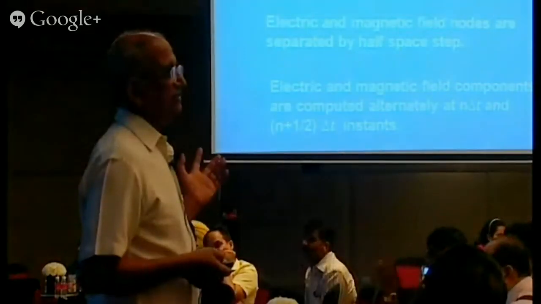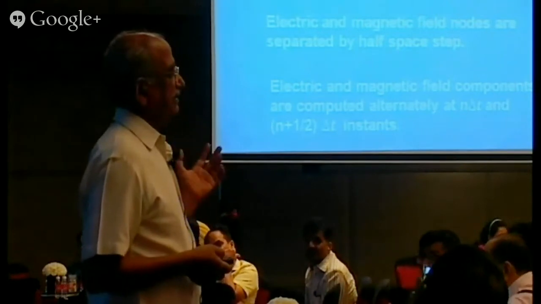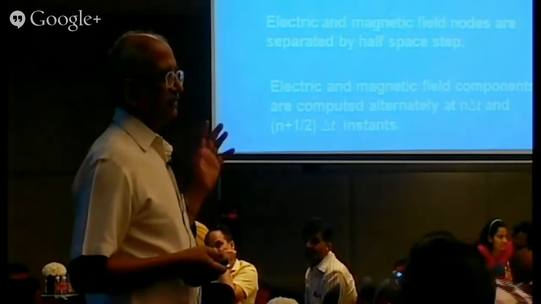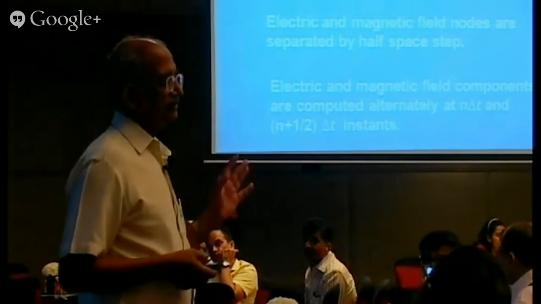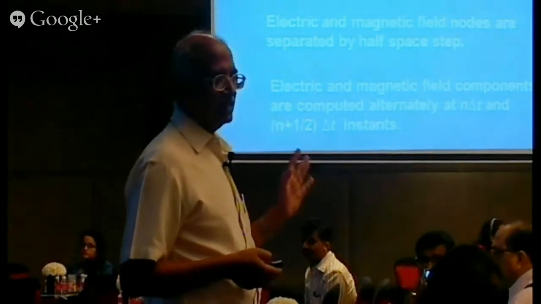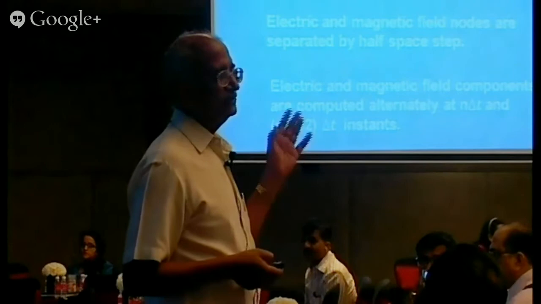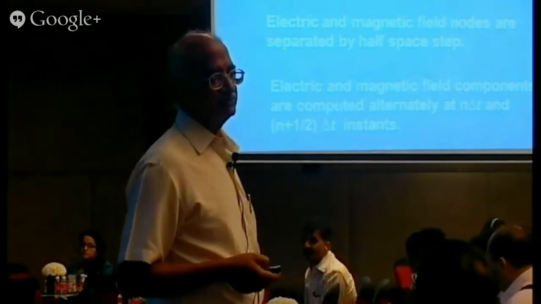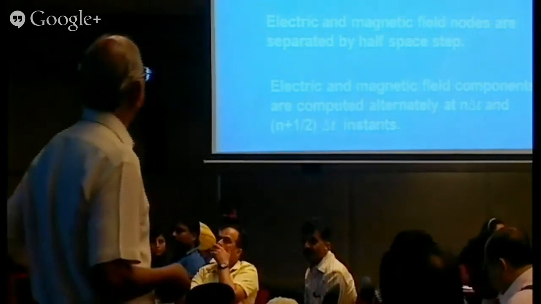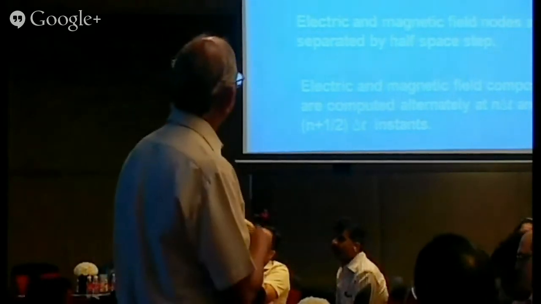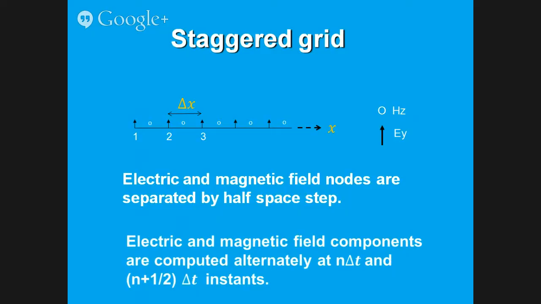And in between, if at all we need to find out, let's say, the electric fields wherever the electric field is not known, we have not calculated earlier, we can use averaging to find out the field at those points. That's what we do. Okay, this is the source. So here we have two grids. One is the grid for the electric field components, and the other is the grid for the magnetic field components, and the two grids are separated from each other by delta x by 2.